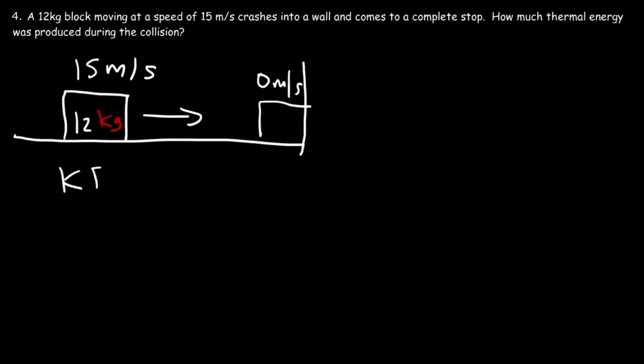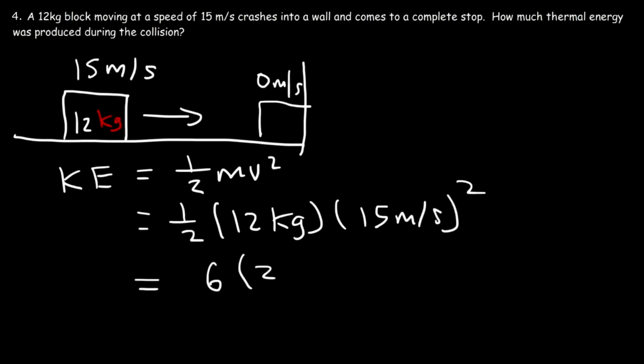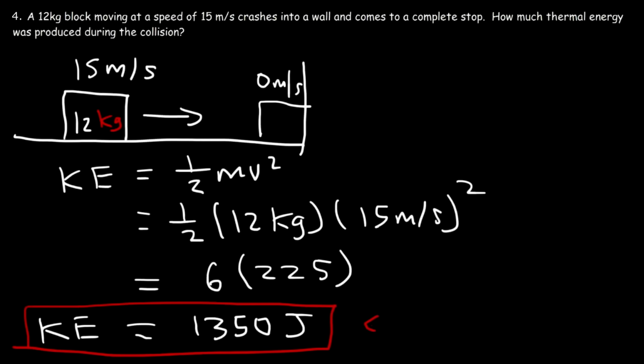So let's calculate the initial kinetic energy of the block. It's 1/2 m v squared. So that's 1/2 times a mass of 12 kilograms times a speed of 15 meters per second. Half of 12 is 6, and 15 squared is 225. 6 times 225 is 1350. So 1350 joules of kinetic energy was transformed into thermal energy. So that's the answer.